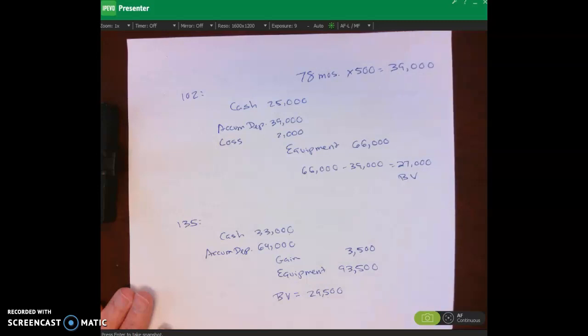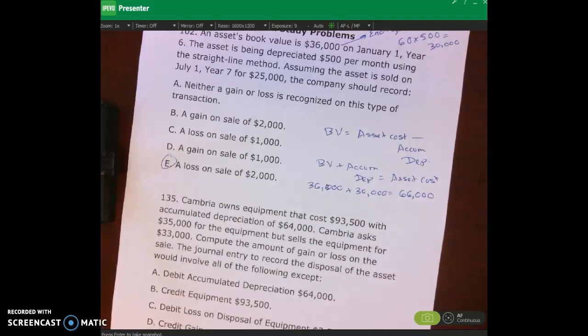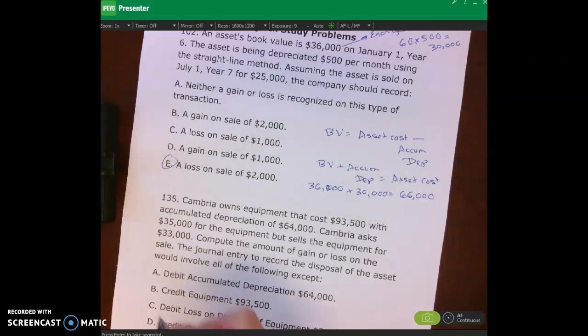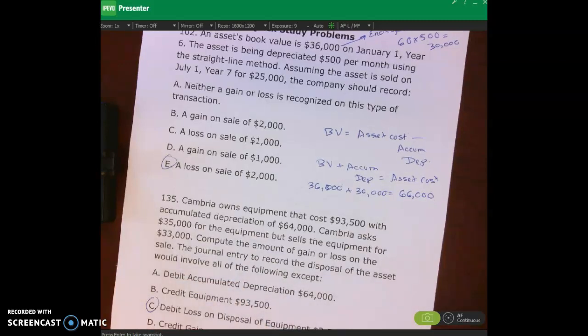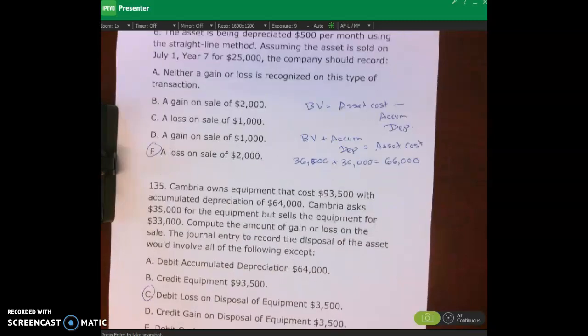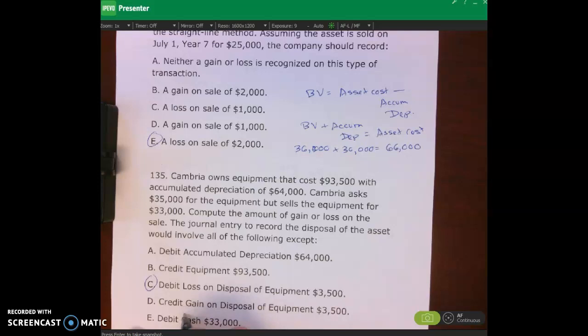Okay. So when we look over here at the right answer, the one that does not belong is our C, debit loss on disposal. Because it's a gain. It's a gain.